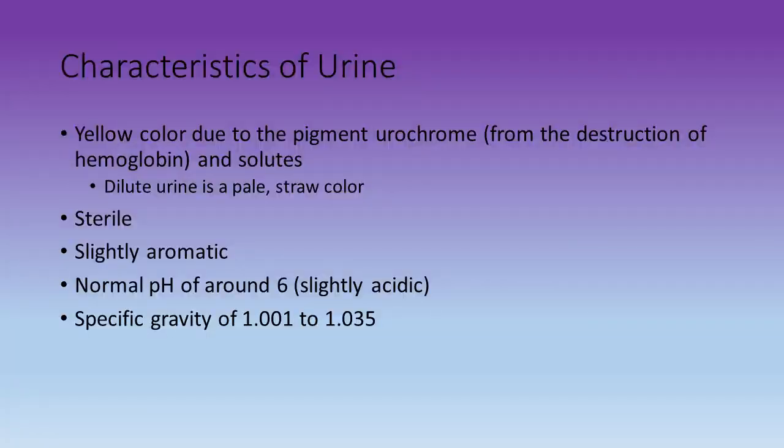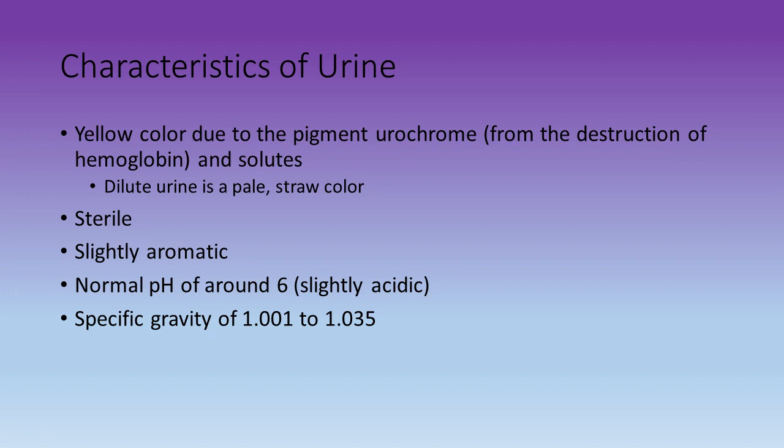So you produce the urine. What are characteristics of normal urine? Well, normally it has a yellow color to it due to the pigment urochrome. It can be typically a pale, strong yellow color. The more dilute it is, the more pale it is, the more concentrated, the stronger the color is going to be.